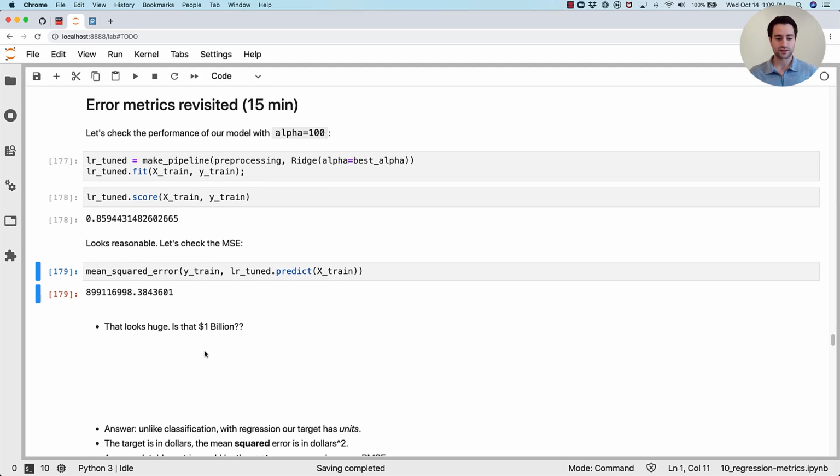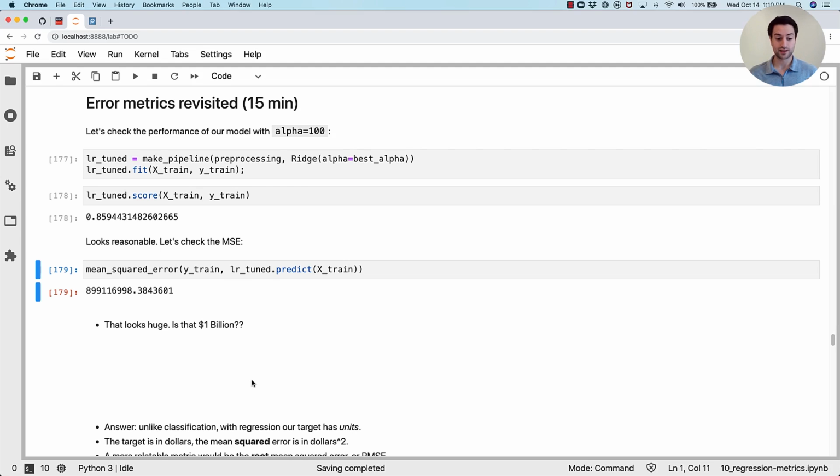So this mean squared error is some number that's like a billion, and it can't really be $1 billion. That can't be the error. And the reason for this is that, unlike with classification that we were doing up until now in the course, with regression, our target, our output, our y has units of dollars. And what that means is that our error also potentially has units. The R squared score actually doesn't. It's just between 0 and 1. It's normalized. But mean squared error, because of squared, it's kind of in the units of dollars squared, which doesn't really mean anything to a human.